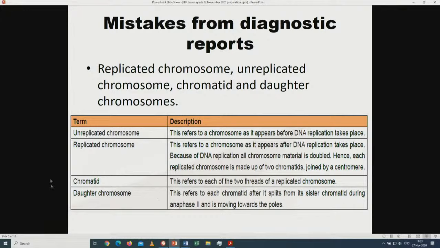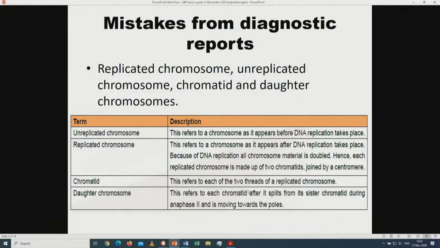Now, a chromatid refers to each of the two threads of a replicated chromosome. And lastly, one of the mistakes commonly made by candidates is that they write daughter chromosome instead of chromatid. A daughter chromosome refers to each chromatid after it splits from its sister chromatid during anaphase 2 and moves towards the poles of the cell.